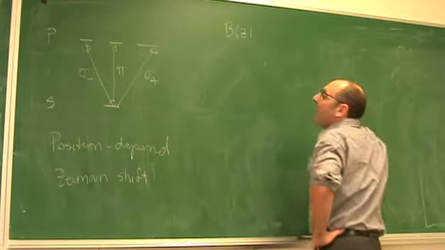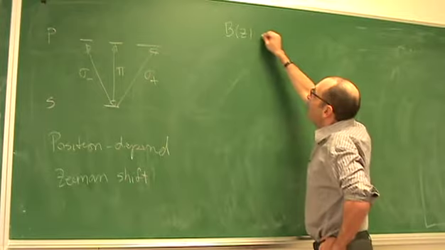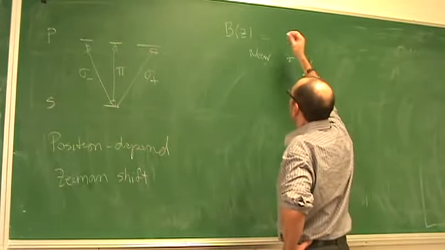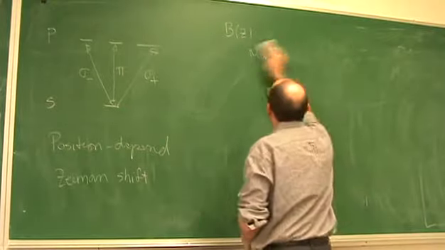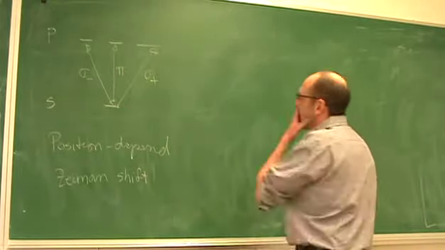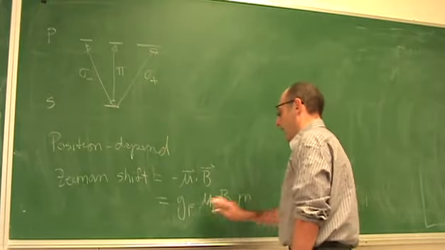Let's say that we have a field which near z equals 0 is proportional to, just write it this way. I want to keep my notation straight. So what we remember, we have the Zeeman shift. The Zeeman shift is minus mu dot B. And this is the g factor times the Bohr magneton times the magnetic field times the M value.